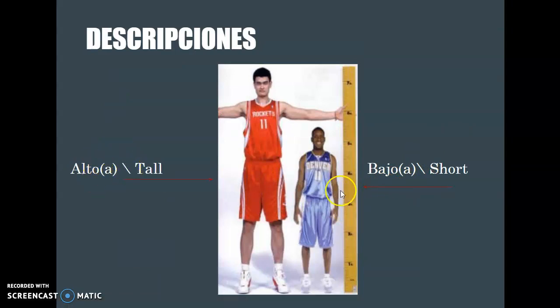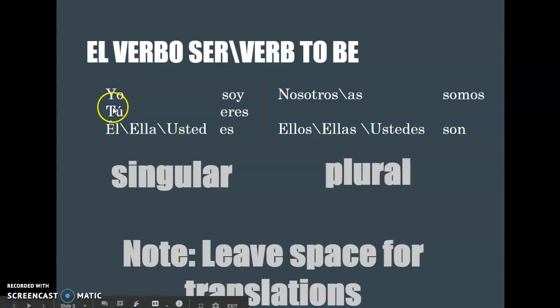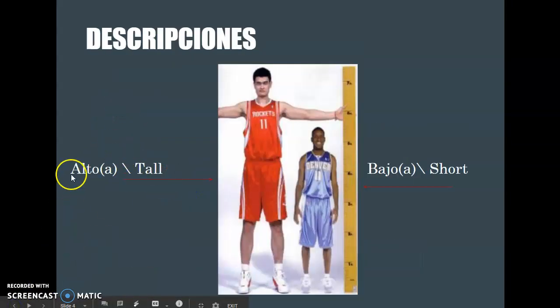Now, as you can see, there's an A in parentheses next to each of these description words. On those, you have to switch the O to an A if you happen to be a female or you are describing a female. So for example, yo soy alta or yo soy baja.